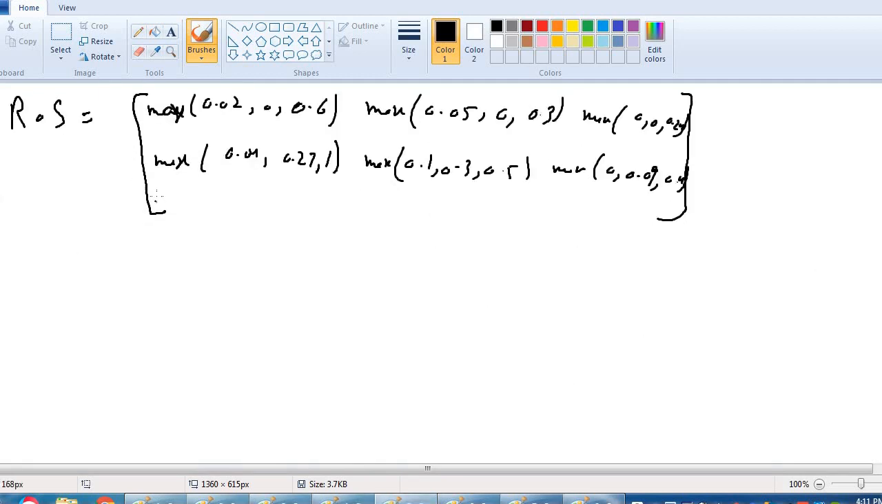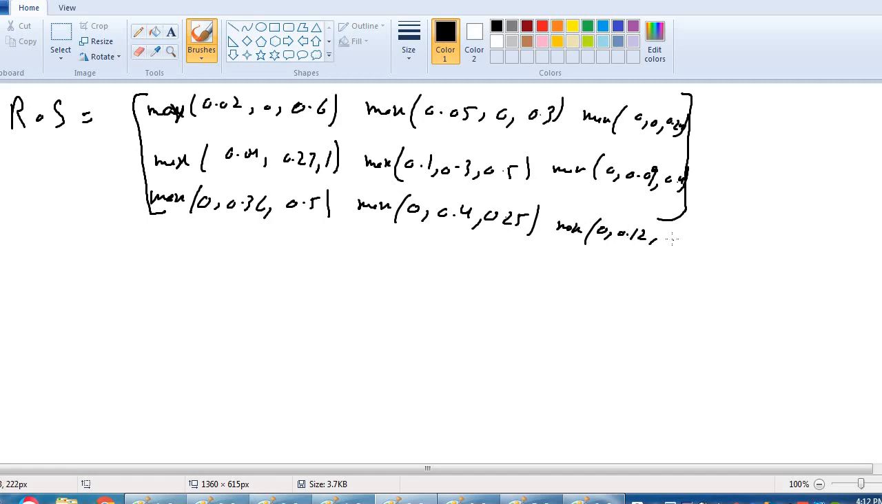Then we go to the third row and apply the max on the third order pairs: 0, 0.36, 0.5, max of 0, 0.4, 0.25, then max of 0, 0.12 and 0.2. So this is our matrix.